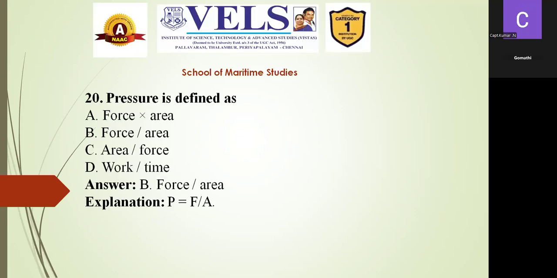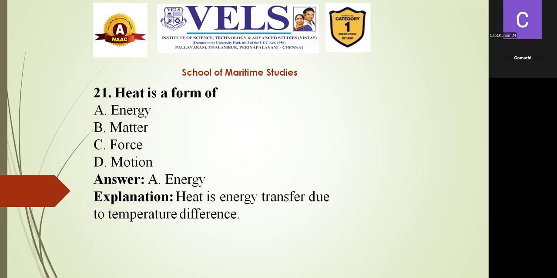Next, pressure. What is pressure? How can we define pressure? Pressure P is equal to force per unit area, F by A.